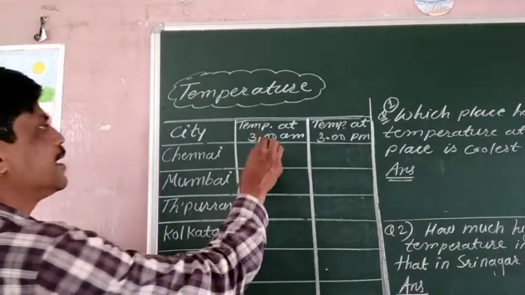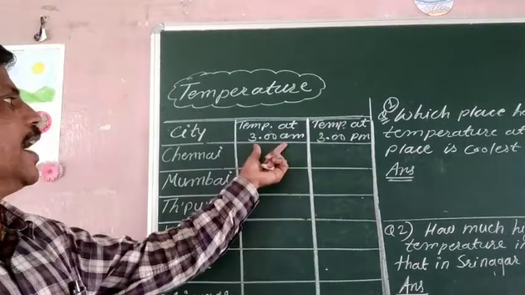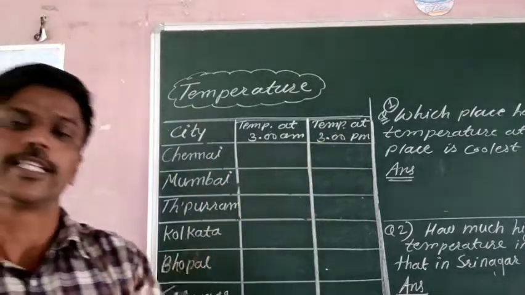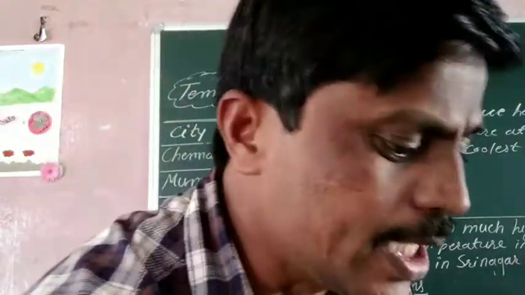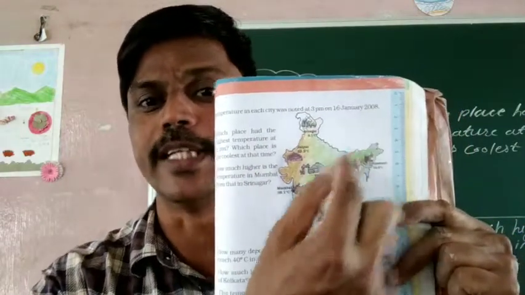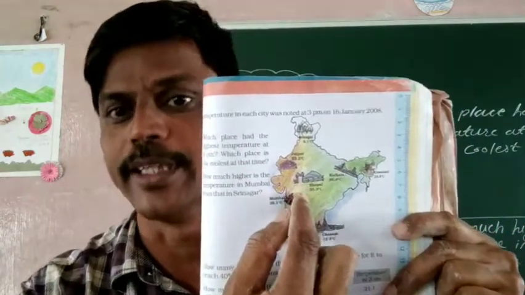But timing is changed here only. It is 3 AM and 3 PM. So, as per the time change, the temperature will also change. To see, first of all, page number 114. An Indian map is given here, and in this map, the names of some cities are given, and their temperature is mentioned here.